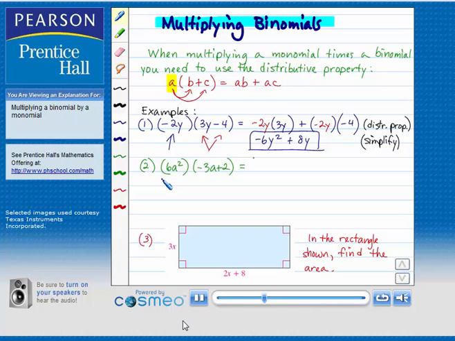How about number 2? 6a squared times negative 3a plus 2. And then number 3, I have a rectangle, but I have a monomial width and a binomial length, and I want to find the area. So why don't you go ahead and do number 2. Since we don't have room to do number 3 also, do number 2. I'll take a break. When you're finished, come back, then we'll scroll down and do number 3. How's that?